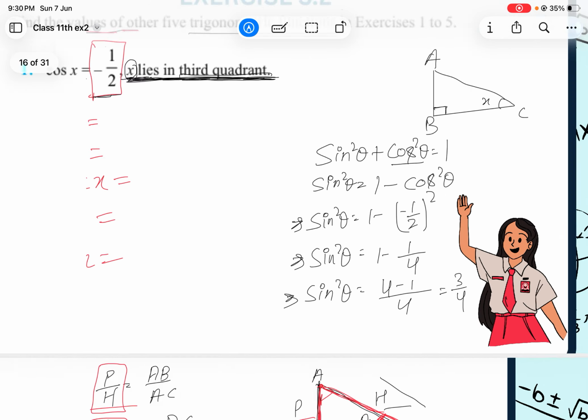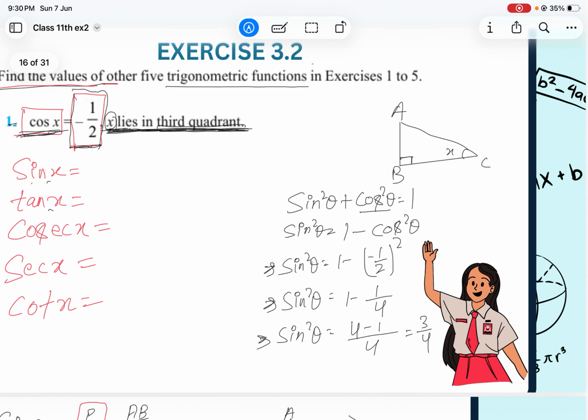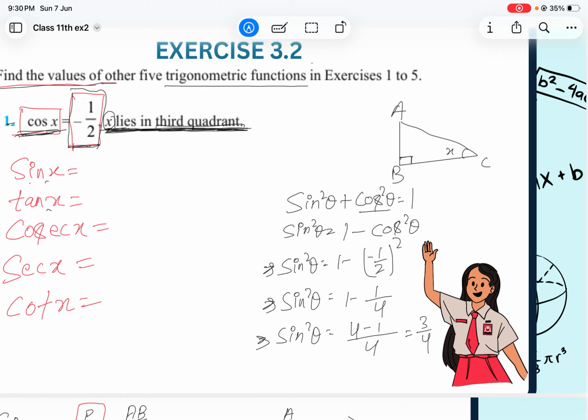So we know this cos is negative, and in the third quadrant, sine is also negative. So we can say that sine theta equal to plus or minus root 3 by 4, but because this is in the third quadrant, it will be negative, so we remove the positive one. So now we have sine theta equal to minus root 3 by 4.